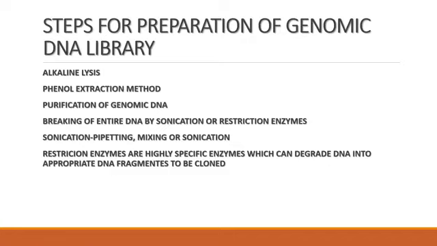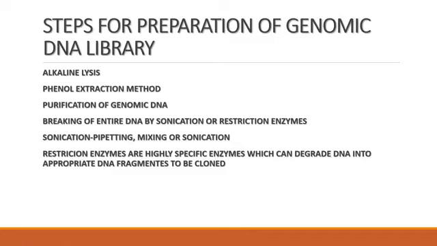Now, this can be done either by sonication or by restriction enzymes. Restriction enzymes are basically highly specific enzymes which can break the DNA at specific places. So, fragments of DNA will be generated. Another method is sonication. Sonication is, you can say, sound energy used to agitate particles or a sample. DNA fragments can be generated by sonication. Then another technique is pipetting or mixing.